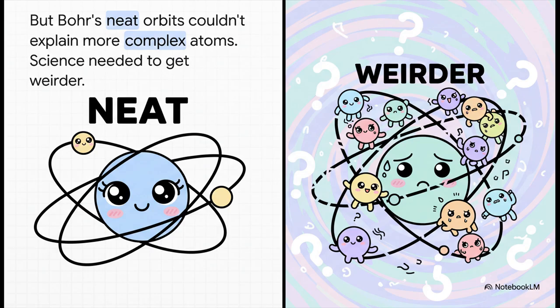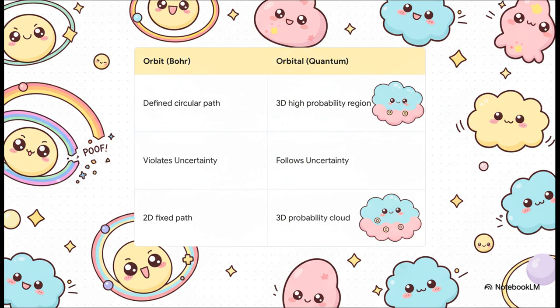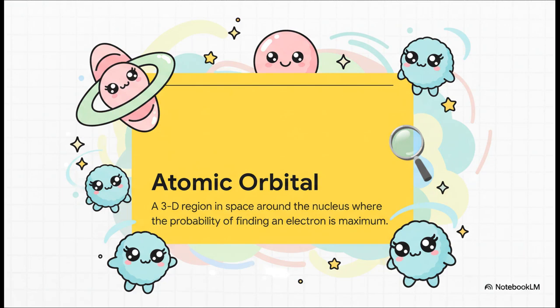But Bohr's neat orbits couldn't explain more complex atoms, so science had to get weirder. And then came Heisenberg's uncertainty principle. You simply can't know an electron's position and velocity. This completely destroys the idea of a neat, simple orbit. It's replaced by an orbital. So an orbital isn't a path. It's a 3D cloud showing where an electron probably is.